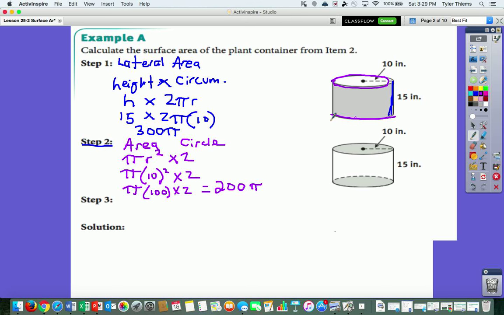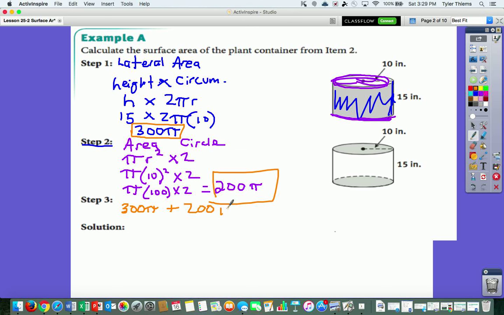To find the whole surface area, the lateral portion, which is this part that we did in blue, and also the two circles that are the bases, we need to add those together. So 300 pi is one part here. We're going to add the lateral portion, 300 pi, plus the area of the two circular bases, which is 200 pi. When we add those together, we should get a final answer of 500 pi. That is the total surface area.